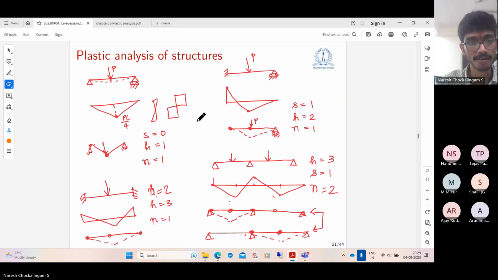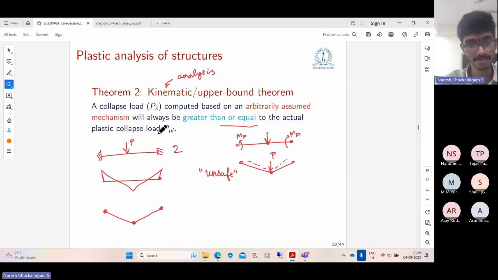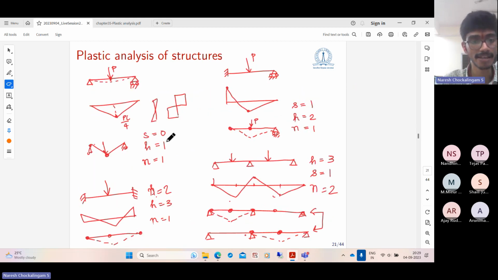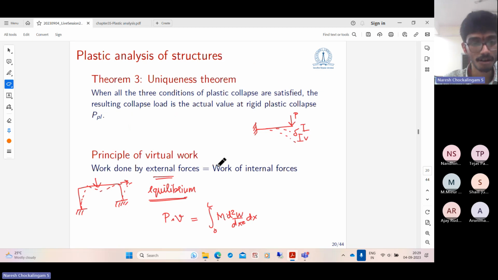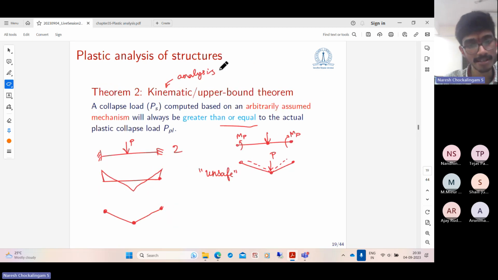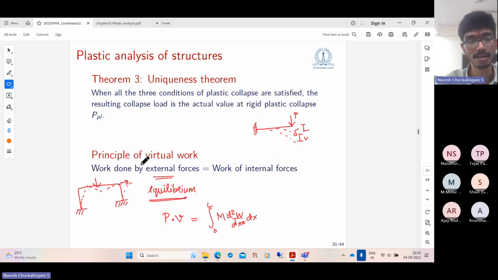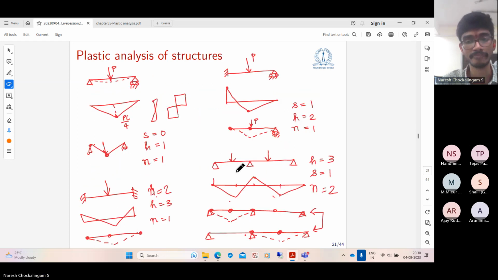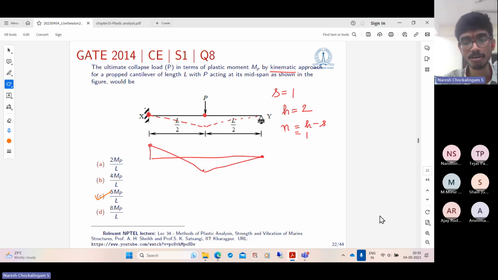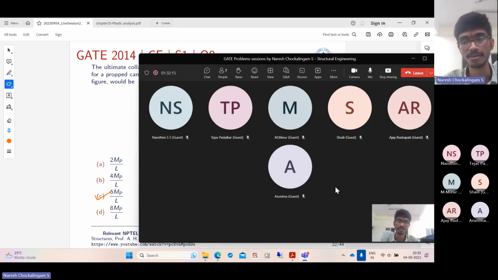Don't confuse too much with this. This is just to say how the method works. So the key thing is the principle of virtual work. Draw a correct deformed shape, and then you can equate the internal virtual work to the external virtual work. You get the collapse load in one step. That's it. So let me pause here. If you have any questions, you're free to ask.